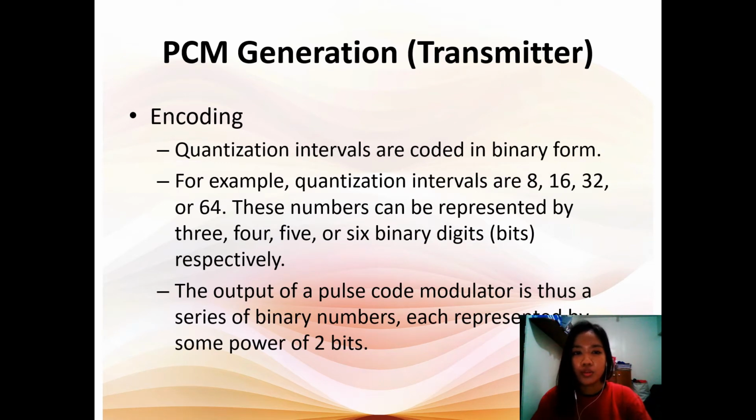After that, it goes through encoding, where quantization intervals are coded in binary form. For example, quantization intervals are 8, 16, 32, or 64. These numbers can be represented by 3, 4, 5, or 6 binary digits or bits respectively. So the output of a pulse code modulator is thus a series of binary numbers, each represented by some power of 2 bits. So quantization intervals will be in powers of 2.